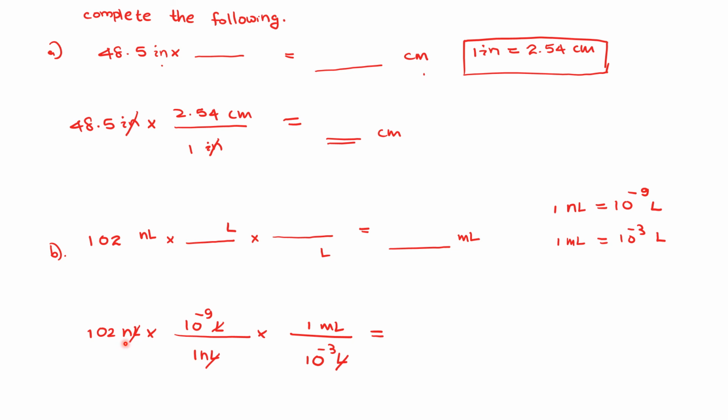So we start with 102 nanoliters and we are going to use the first information in a fraction in such a way that we can cancel out nanoliters to nanoliters and we are going to end up with liters. So next we are going to use this information in a fraction in such a way we cancel out liters and liters and then we are going to end up with milliliters.